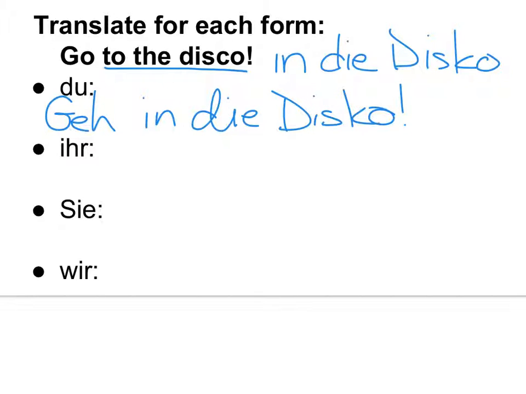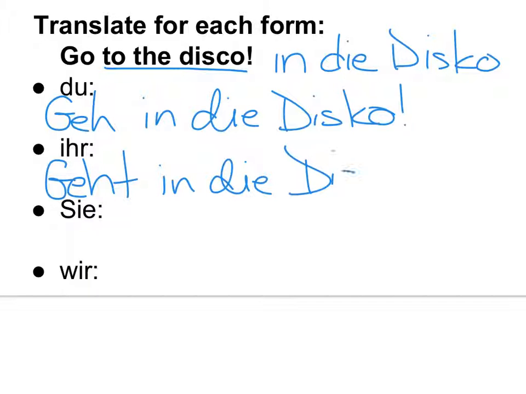Alright, ihr, step 1. Conjugate. Then chop off the ihr. A little bit more violent, yes. Lop off the ihr. So we're left with geht, in die Disco. Ausrufezeichen. Exclamation mark.